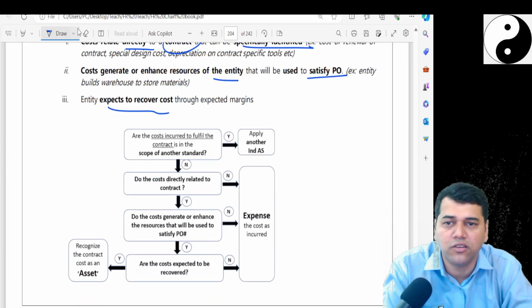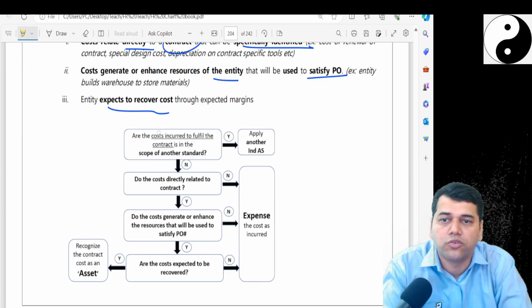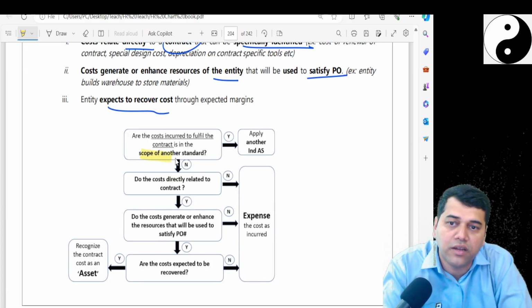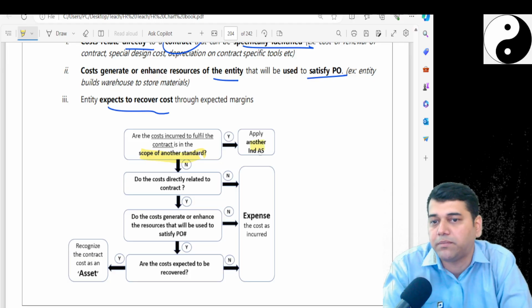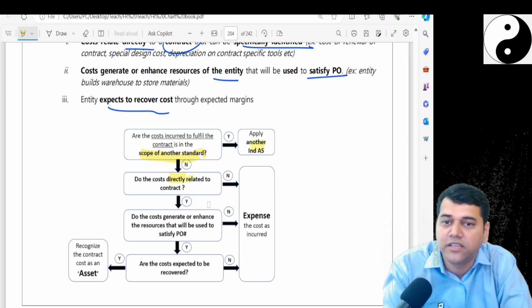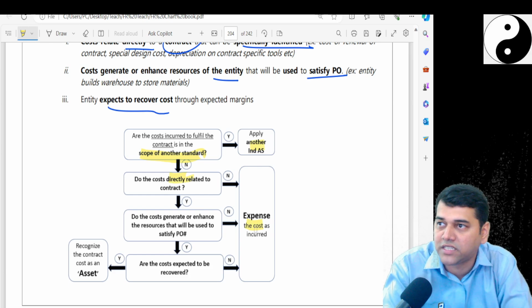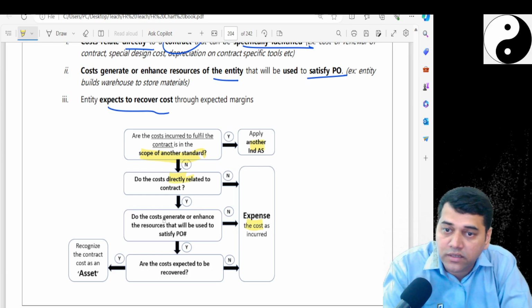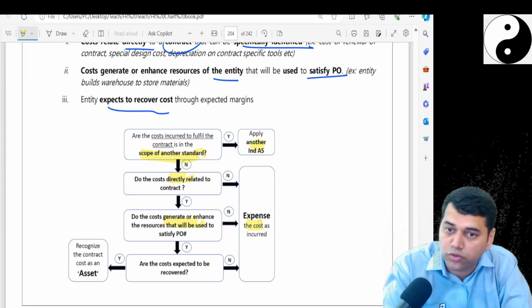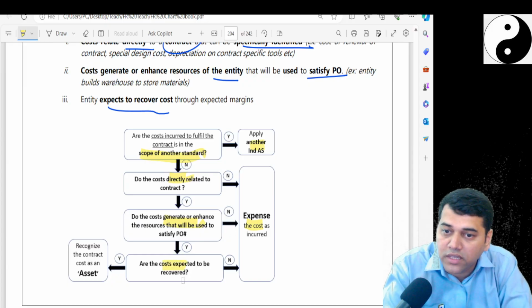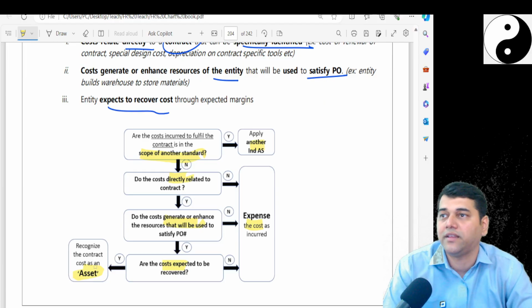Any theoretical, not much application wise. So first of all, did you incur a cost which is in the scope of another standard? Yes, apply the other standard. Is it directly related? No, other standard, expense it. Does the cost generate or enhance the resources? No, expense. If all three conditions are fulfilled, yes, you treat it as an asset.